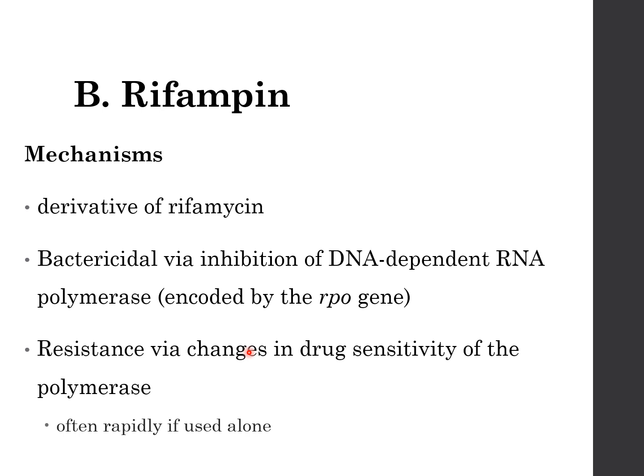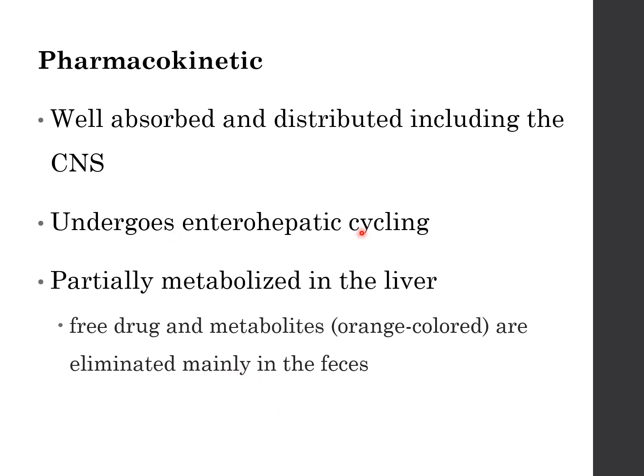Then we have the second drug, your rifampicin. Okay, it's a derivative of rifamycin. It is also bactericidal, acting via inhibition of your DNA-dependent RNA polymerase. The resistance is via changes in drug sensitivity of the polymerase. Resistance often develops when rifampicin is used alone. It is absorbed and distributed even in the central nervous system. So this one crosses the blood-brain barrier, undergoes enterohepatic cycling, and is partially metabolized in the liver.